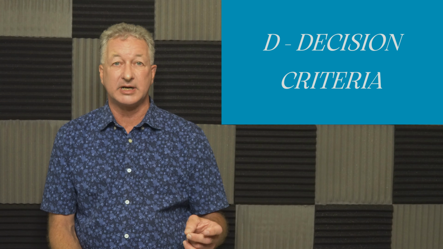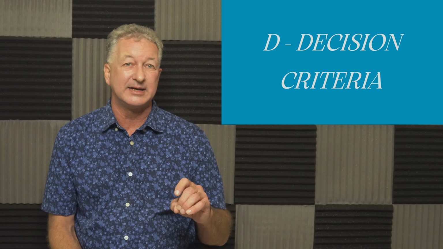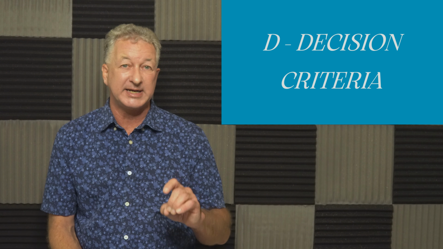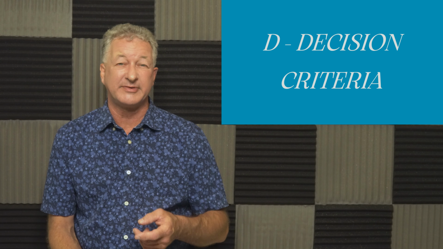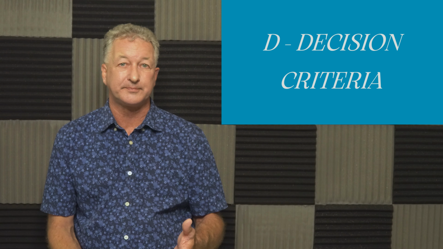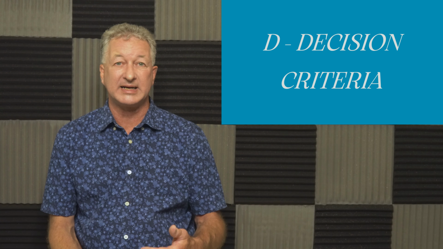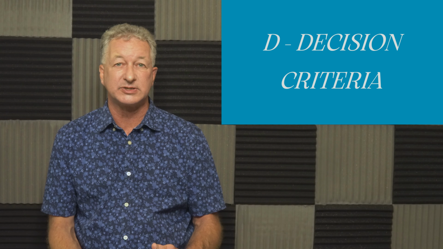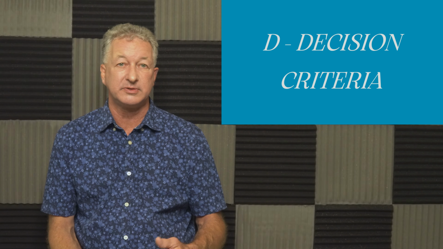D is for decision criteria. Next up, decision criteria. This is about understanding exactly what your prospect is basing the decision on. Is it price, speed of development, data security, customer support? Ask, what are the key factors you'll be using to evaluate different vendors? Or when you compare solutions, what matters most to you?